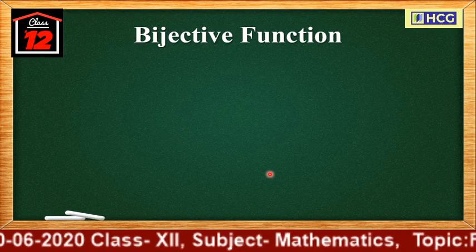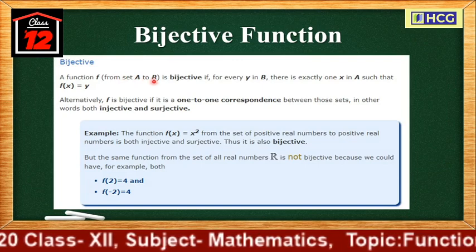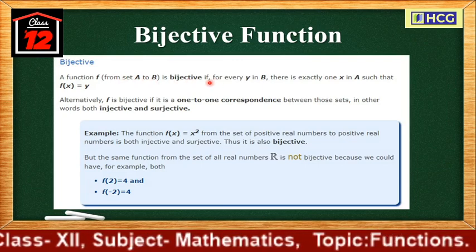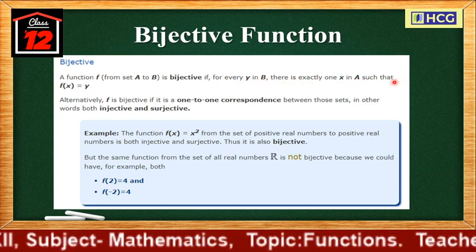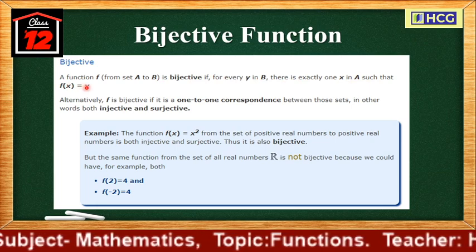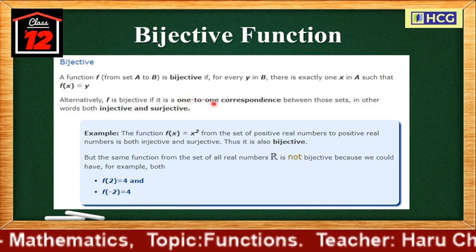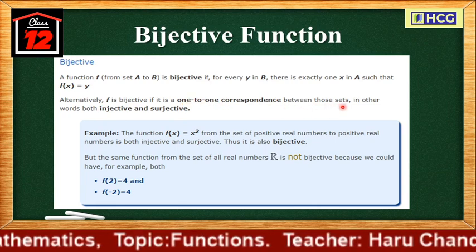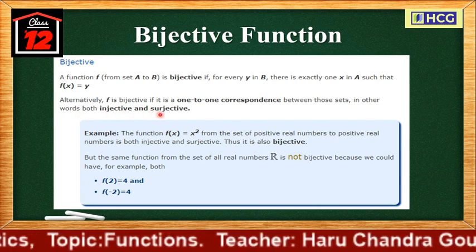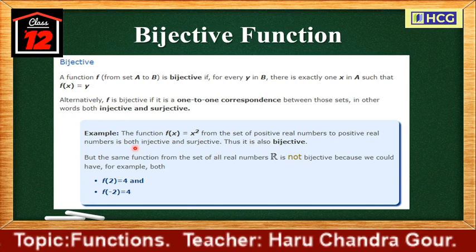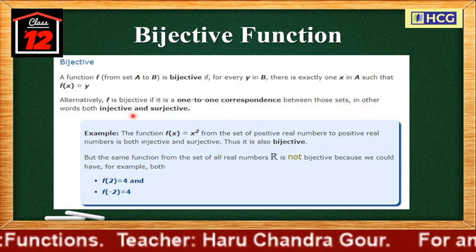Now define a bijective function. A function f from set A to B is bijective if for every y in B there is exactly one x in A such that f(x) equals y. That is, f is bijective if it is a one-to-one correspondence between those sets. In other words, both injective and surjective.